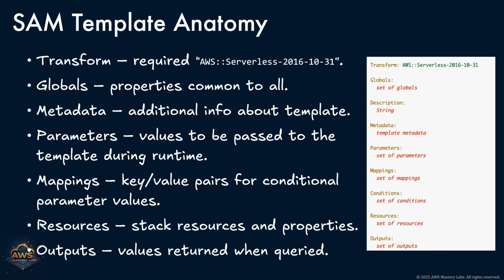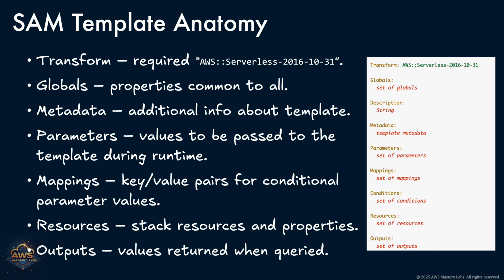To truly understand how AWS SAM works, it's important to look at the anatomy of a SAM template. This template is a YAML file that serves as the blueprint for your entire serverless application. Let's break down its key sections. First comes the transform section, and this one is critical. It tells CloudFormation to process the template using the SAM macro. You'll always set this to AWS::Serverless-2016-10-31. This enables all the SAM-specific resource types and syntactic shortcuts that make working with serverless infrastructure easier.